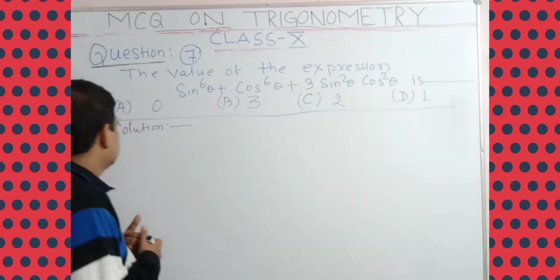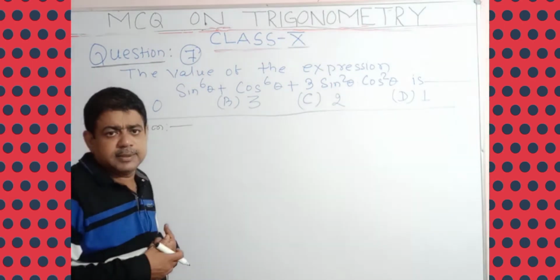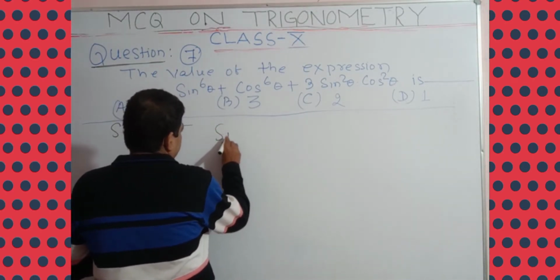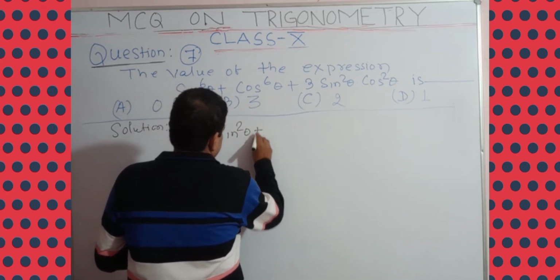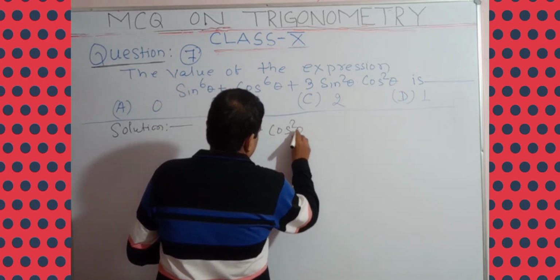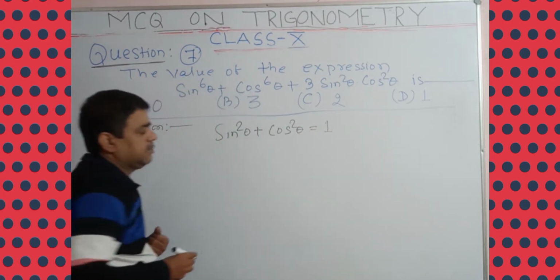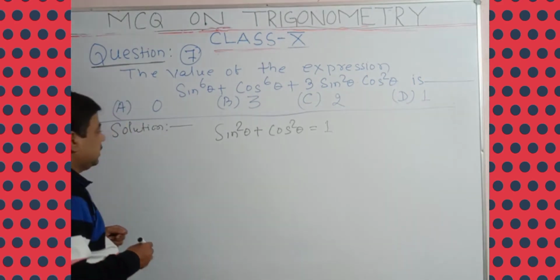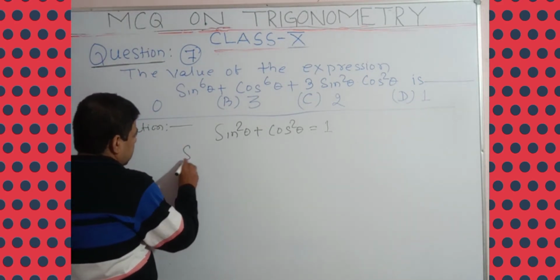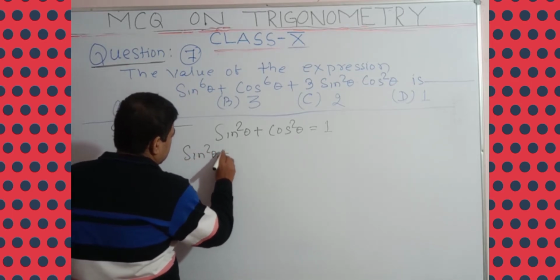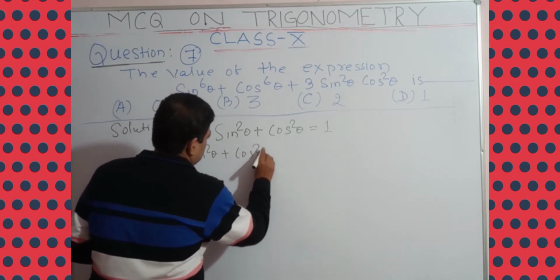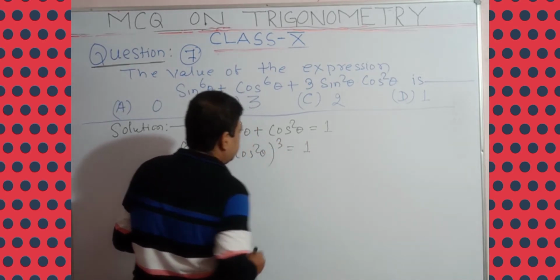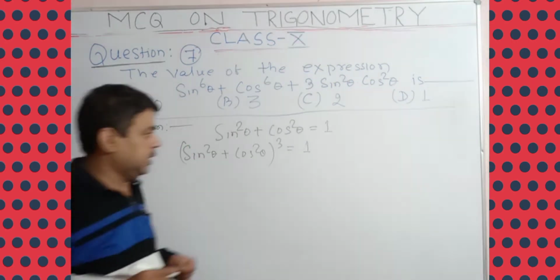Okay, here. So what to do here for that? Here students, we know an identity. What identity do we know? Sin square theta plus cos square theta is equal to 1, students. Use this concept, and take the cube on both sides. After that you will see sin square theta plus cos square theta whole cube is equal to 1 cube, how much? 1.